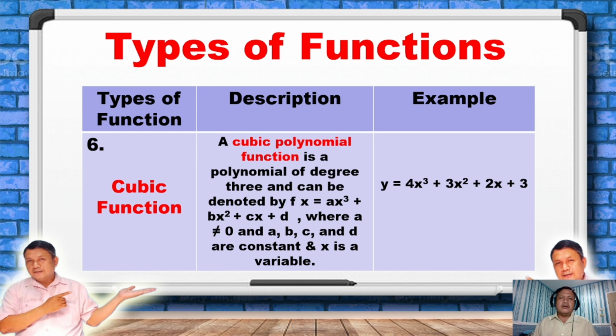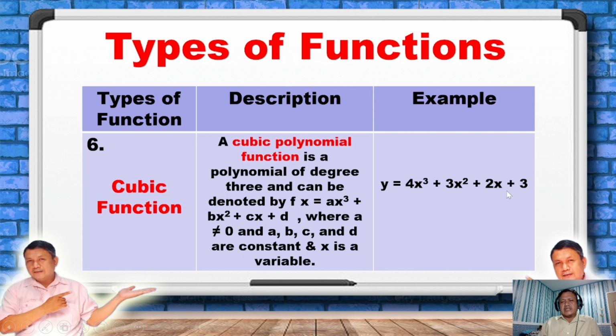Again, a cubic polynomial function is a polynomial of degree 3 and can be denoted by f of x is equal to ax cubed plus bx squared plus cx plus d, where a is not equal to 0 and a, b, c, and d are constant and x is a variable. Okay, let us try to look at the example. So we have y is equal to 4x cubed plus 3x squared plus 2x plus 3.